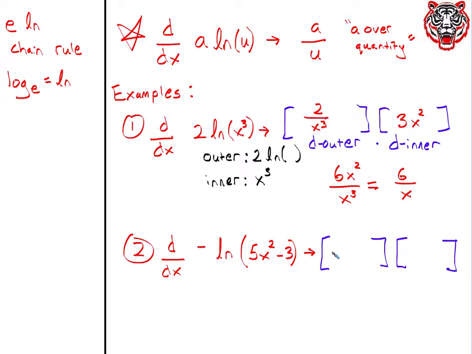All right, here we go. So d-outer was 1 divided by 5x squared minus 3 times d-inner. D-inner is 10x. All right, and class just ended for my prep period. So that is as far as we can get it, aside from just making sure that 10x is on the top. So the final answer is 10x divided by 5x squared minus 3.